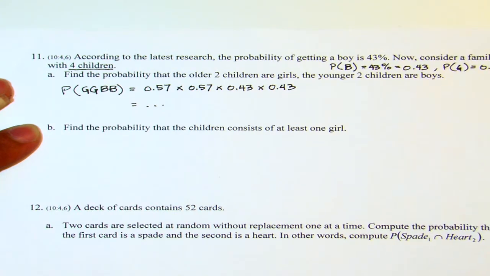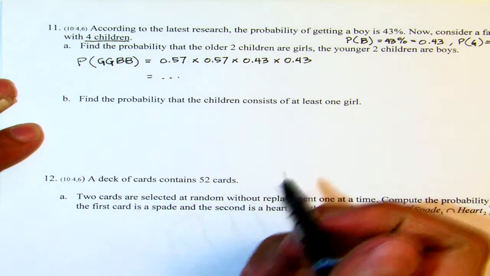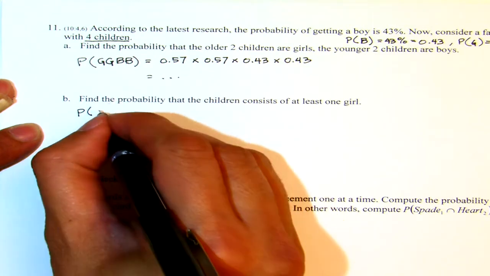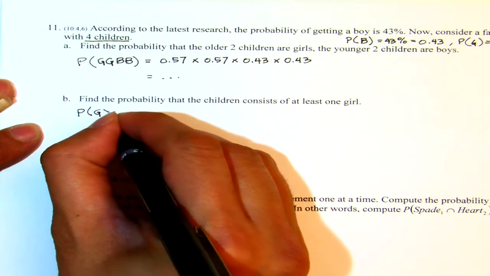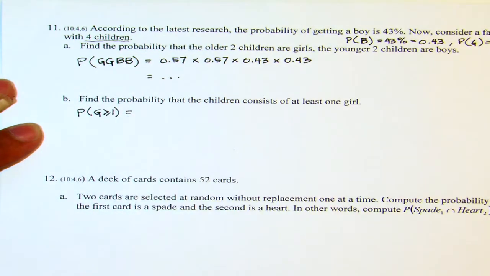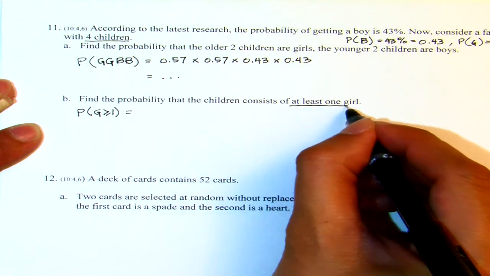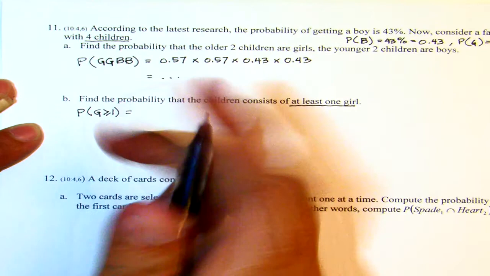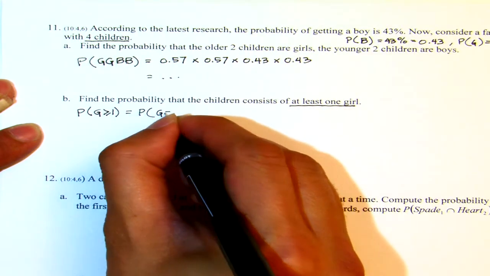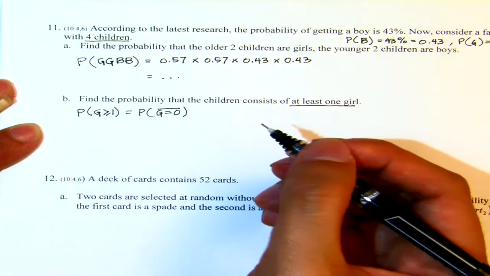Okay, now part B, find the probability that the children consist of at least one girl. The probability that the number of girls is at least 1. Now I hope you remember that to do this problem we can actually use the complement. The complement of at least one girl is that the number of girls is 0, right?